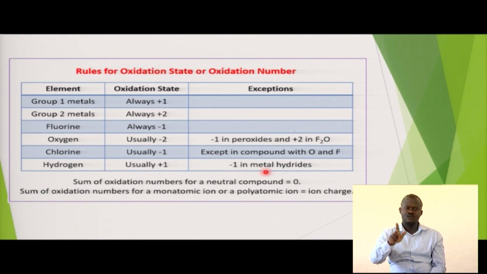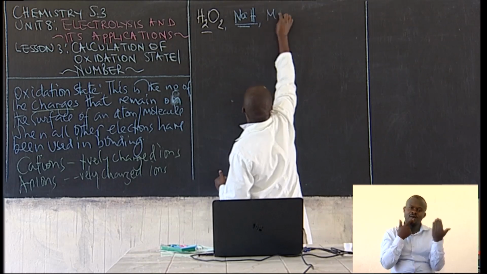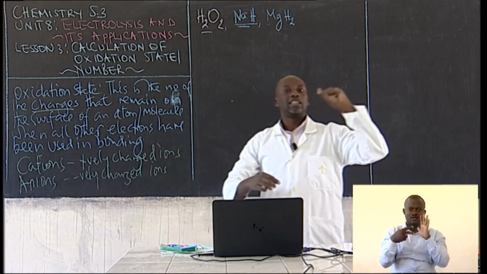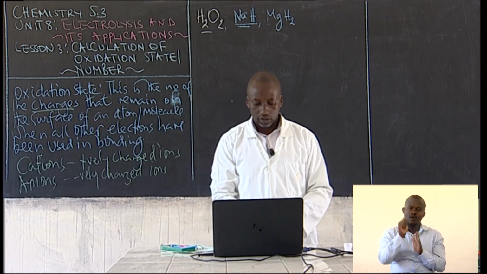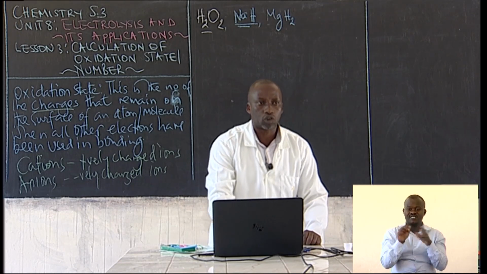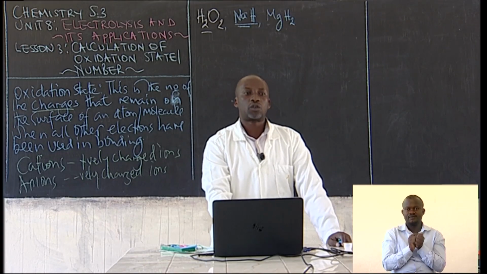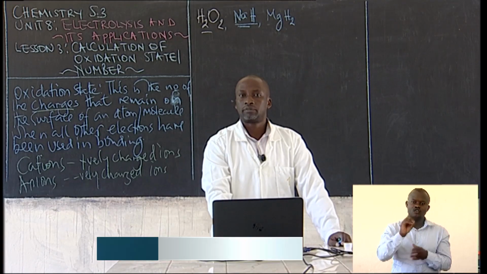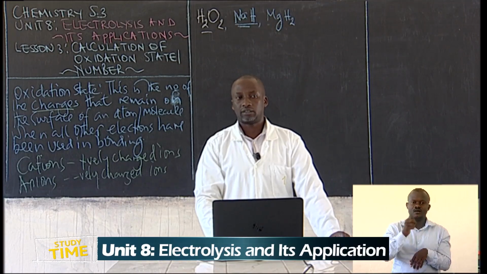For example, if you mention sodium hydride or magnesium hydride, it means hydrogen is carrying negative 1. Very important information that we will need as we are calculating. Sum of oxidation numbers for a neutral compound will add there even neutral element.